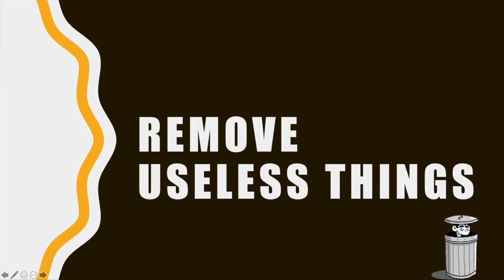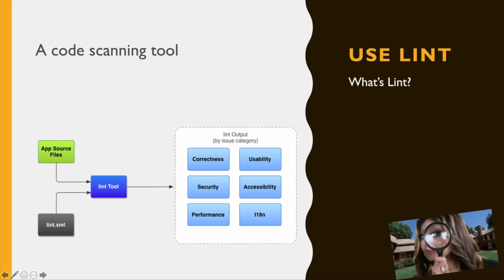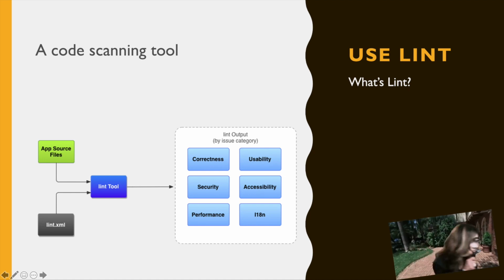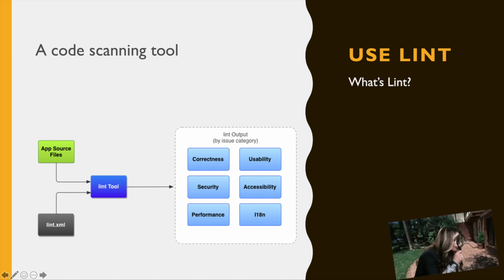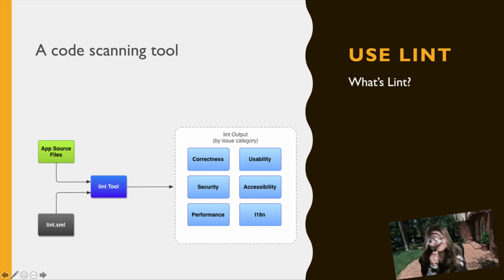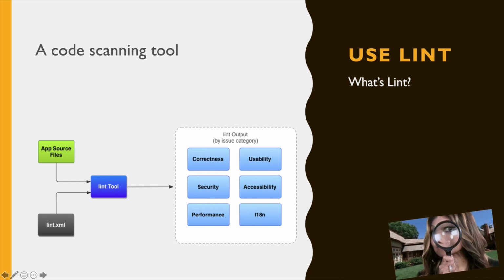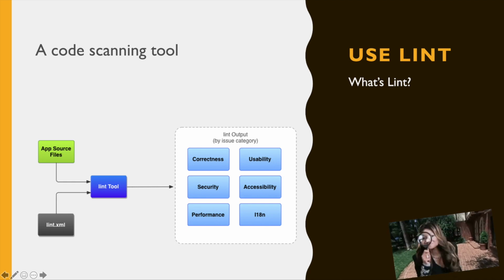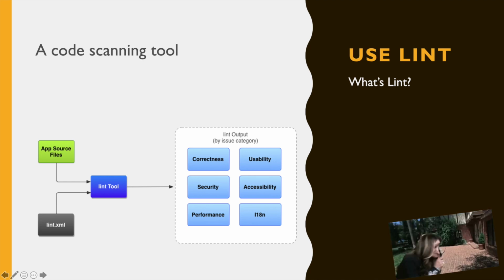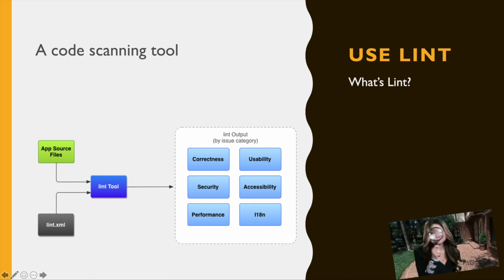Also, you can remove useless things. I'm sure in your application there is a ton of useless things. For that, you can use Lint. What's Lint? It's a code scanning tool. You provide the app source files and a lint.xml file, Lint does its thing and gives you an output. It reviews your code and tells you about errors and things you can improve, like correctness, usability, security, performance, a ton of stuff to help you find the problems and issues in your app.